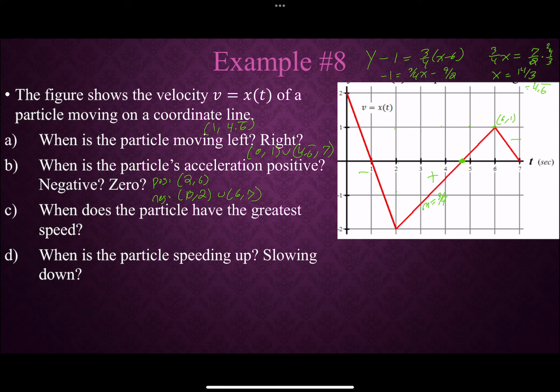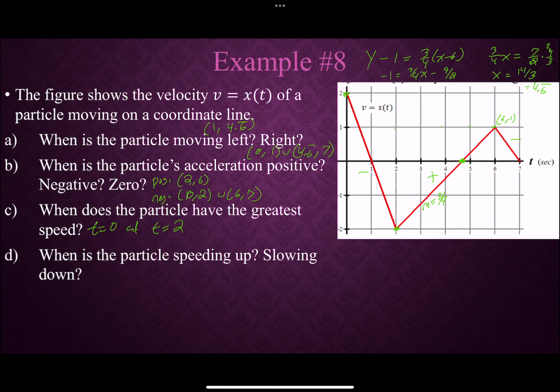Now, when does the particle have the greatest speed? So we're not talking about speeding up or slowing down. That's part D. Greatest speed is the absolute value of velocity. So the highest or lowest point overall: the highest point is at the positive 2, the lowest point is at the negative 2. Those are both the same, because the absolute value of -2 is 2. So this would occur at time t equals 0 and t equals 2. Because they ask, when does the particle have the greatest speed? If we want to know what the greatest speed is, then it would be the positive 2.